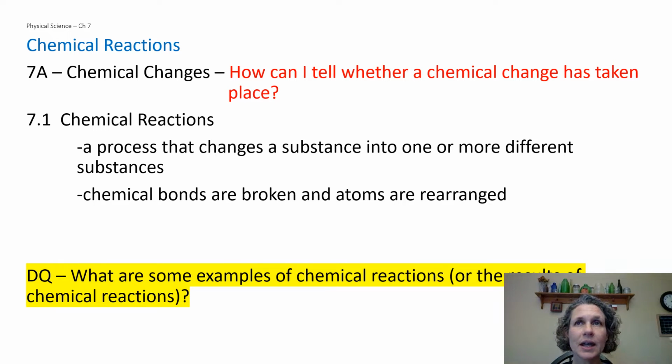In a chemical reaction, you have a process that occurs where you take a substance and you change it into one or more different substances. That's kind of the definition of it. And the big things that occur, not visibly necessarily, but chemically, molecularly, are that the chemical bonds are broken and the atoms are rearranged. That doesn't sound like that big a deal. Remember, we're talking about atoms, which are super duper tiny, but that change can have some very significant effects on the overall substance.